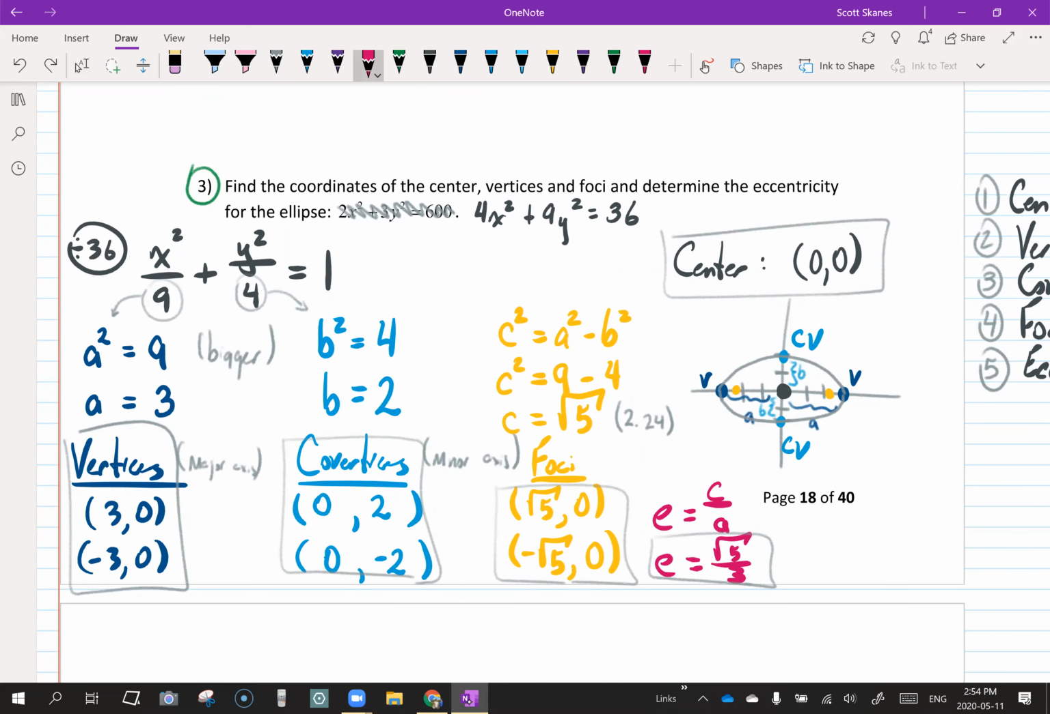So if you divide this by 36, you get 1. You divide this by 36, it becomes 1 over 4. You divide this by 36, you actually get 1 over 9. And that's why you get a 9 there and a 4 on the side with the y.